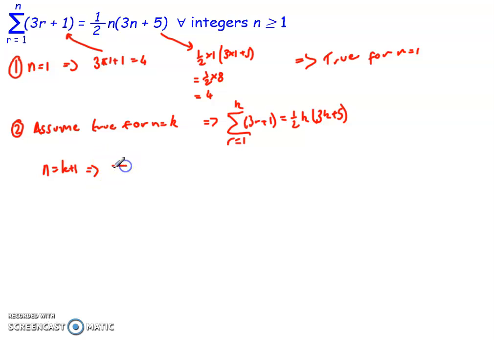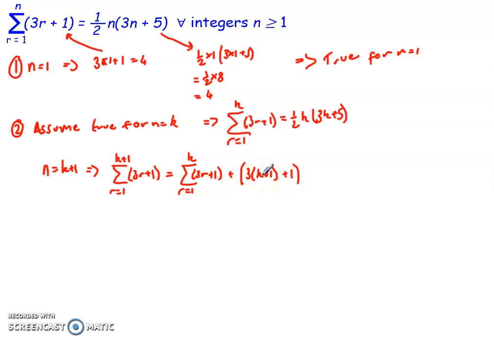Now what that means is that's the equivalent of doing the sum from r equals 1 to k plus 1 of 3r plus 1. Well, I can break this down and say that that's the same as doing the sum from r equals 1 to k of 3r plus 1, adding on the next term, which is when we've got k plus 1 for the r, which would then be plus 3 bracket k plus 1 plus 1. So that's just the format of the next term, the k plus 1th term.